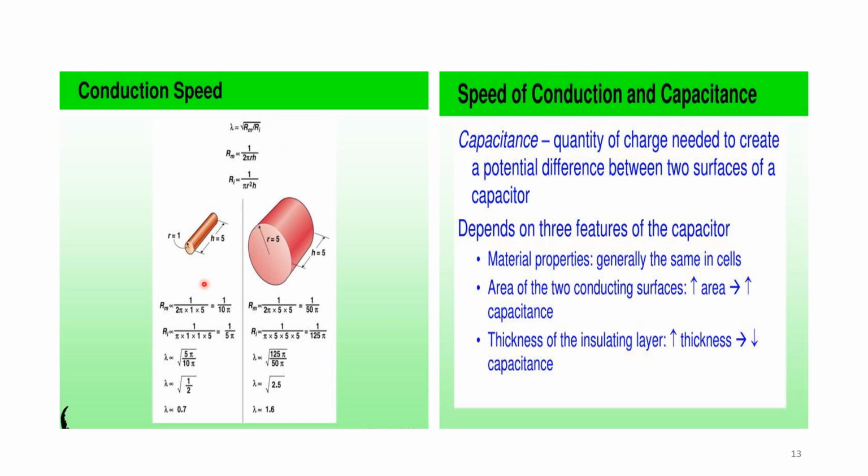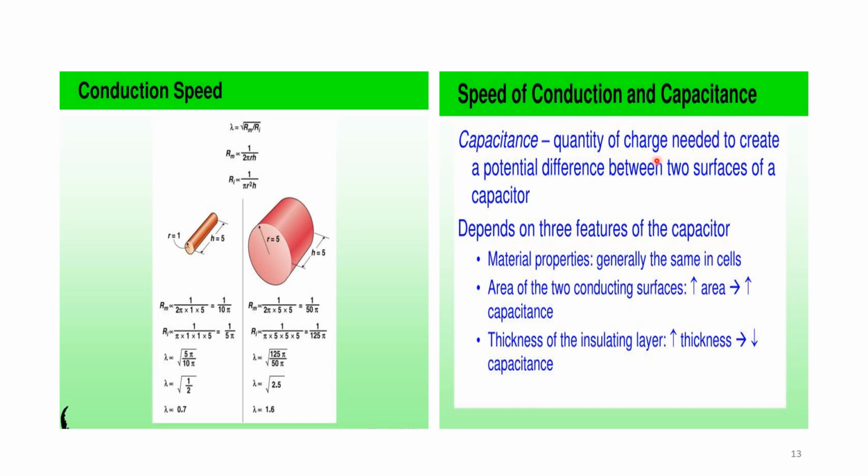You see this conduction speed: this is a smaller diameter axon, this is a larger diameter axon. Here the lambda is 0.7, here lambda is 1.6. Here we have larger conduction speed. Then coming to the speed of conduction and capacitance. So we have seen the speed of conduction with the resistances, that is membrane resistance and internal resistance. Then we came to speed of conduction and capacitance. That is about the cell membrane capacitance.